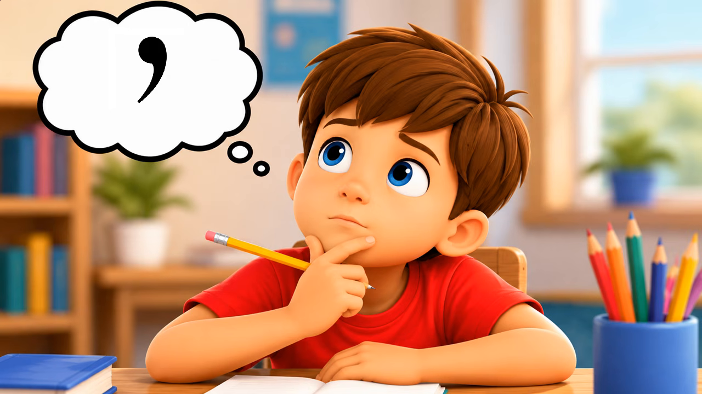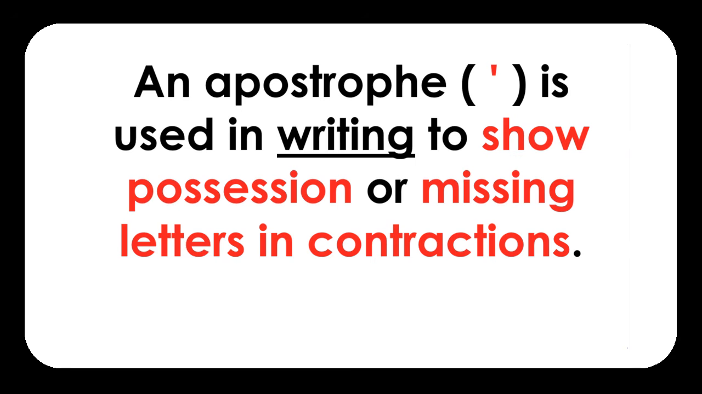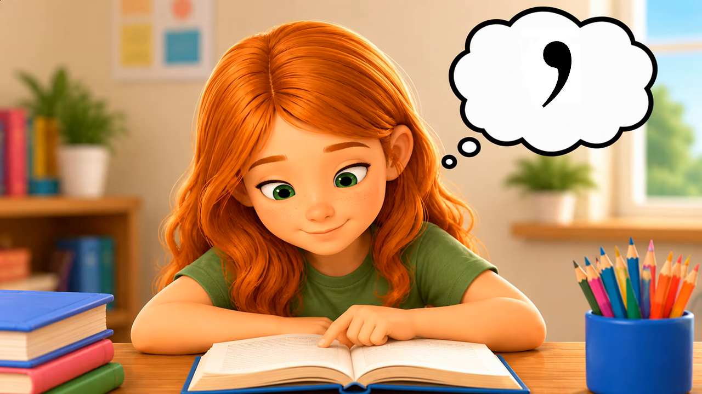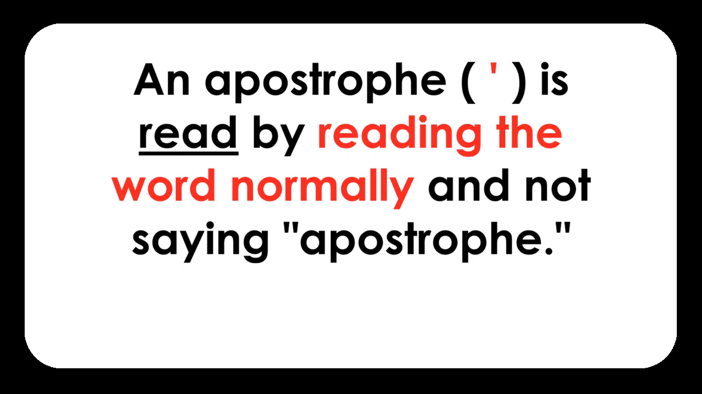It's an apostrophe. How is an apostrophe used in writing? An apostrophe is used in writing to show possession or missing letters and contractions. How is an apostrophe read? An apostrophe is read by reading the word normally and not saying apostrophe. What is the name of this punctuation mark?